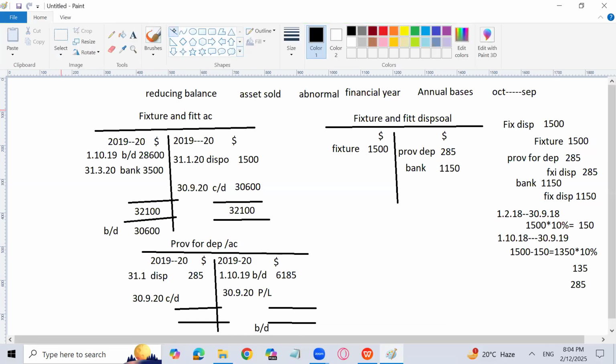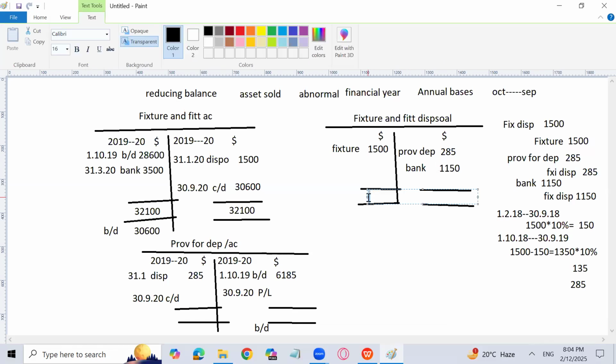Now I will go for the total. If the debit side is heavier, we are going to have a loss. If the credit side is heavier, we are going to have a profit. It is clearly stated that the debit side is more than the credit side. So 1,500, and I will subtract the credit side from the debit side: 1,500 minus 285 minus 1,150. So 65 is going to be the loss, and that will be written on the credit side with the name profit and loss account 65. So we are done with the fixture disposal account.